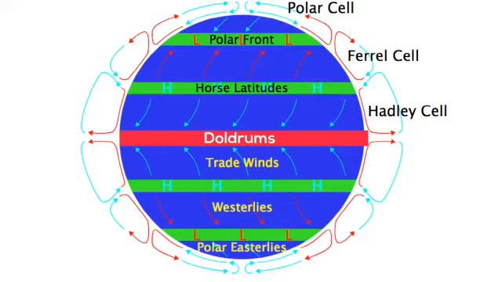Next are the doldrums. The trade winds of the northern and southern hemisphere meet in an area around the equator called the doldrums. In the doldrums there is very little wind because the warm rising air creates an area of low pressure.